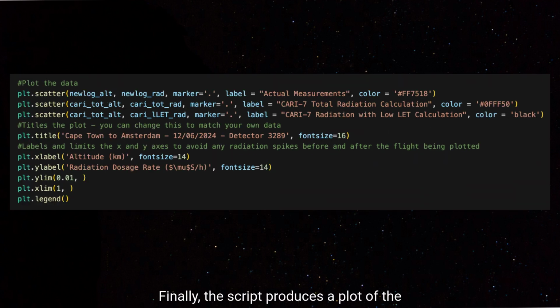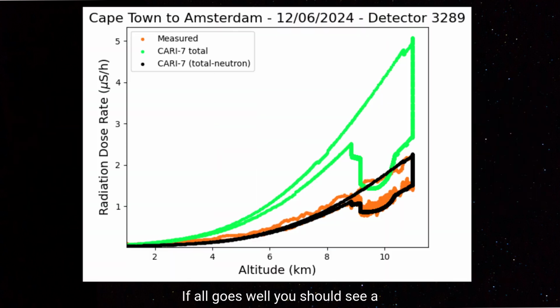Finally, the script produces a plot of the measured dose rate alongside the total and neutron-subtracted CARI-7 dose rates as a function of altitude. Once again, the X and Y axes are limited to avoid plotting any radiation that was detected prior to the flight. As with the other pieces of code, these limits can be changed. If all goes well, you should see a plot that looks something like this.